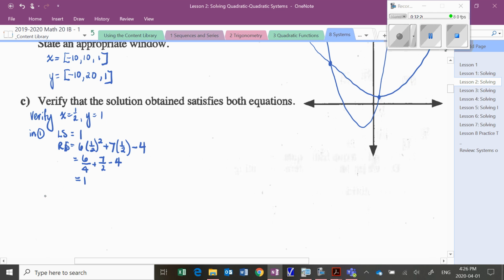We want to verify this in the second equation as well. In our second equation, the left side was equal to y again, which is just 1. The right side was equal to 2 times x squared, or 2 times 1/2 squared, minus x, or minus 1/2, plus 1. Again, 1/2 squared is 1/4. 2 times 1/4 is 1/2. Minus 1/2 is 0. Plus 1 is just 1. So left side equals right side. So far so good. Now let's take a look at verifying the other solution.